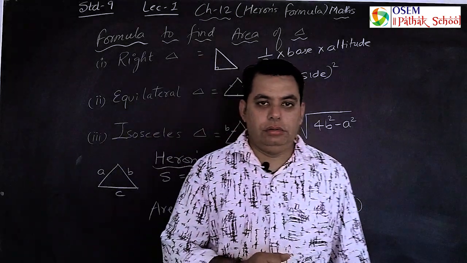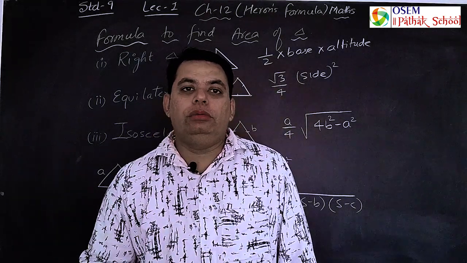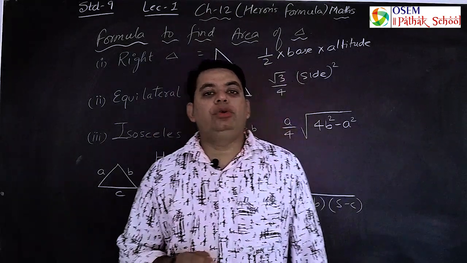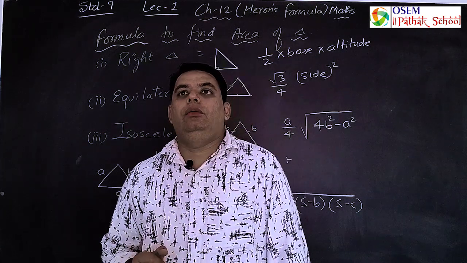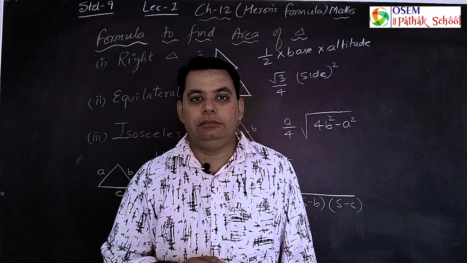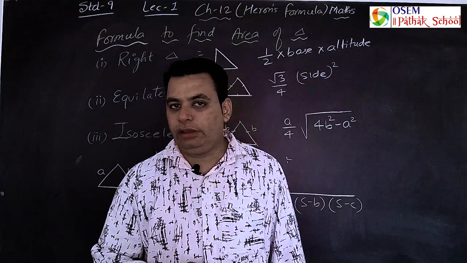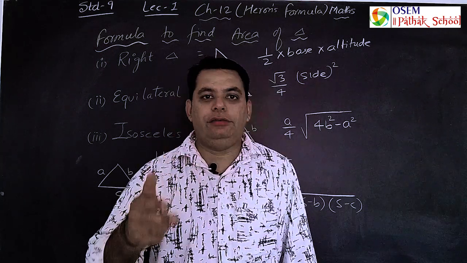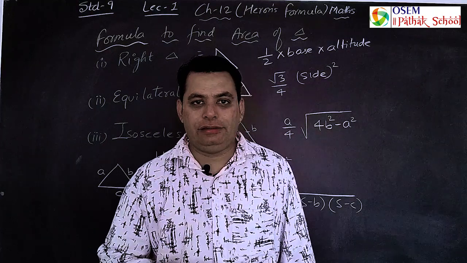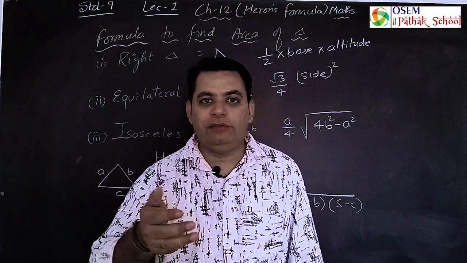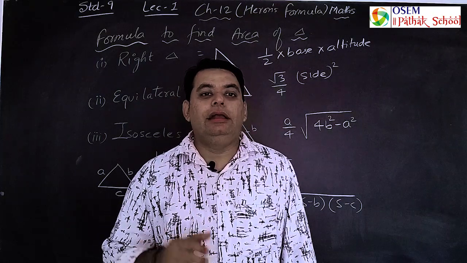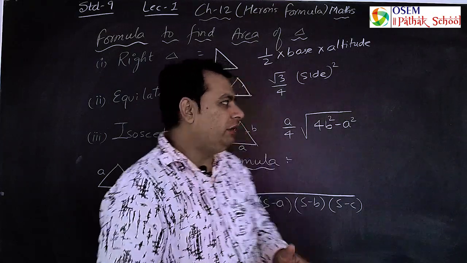Now students, I am going to explain the new chapter, chapter number 12, that is Heron's formula. Beta, do you know what is the formula of right triangle? Triangles are being classified into 3: equilateral triangle, isosceles triangle and scalene triangle. You know the formula of equilateral triangle. It might be root 3 by 4 side square. Good. Isosceles triangle, it has been given over here.